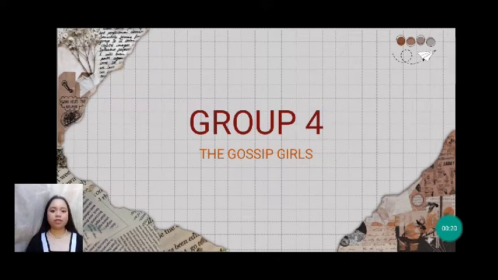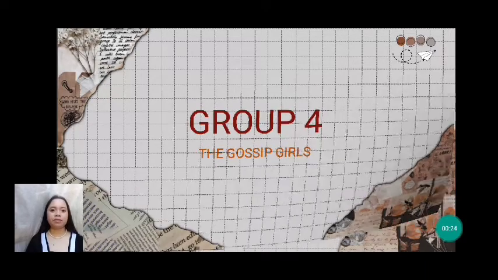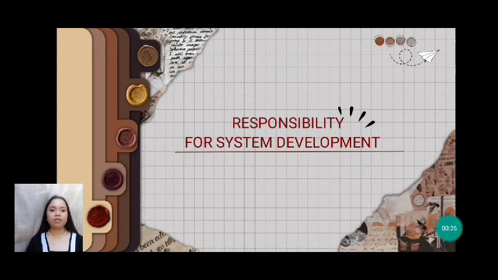Our report for today is all about the responsibility for system development. When we say responsibility, it is the state or fact of having a duty to deal with something or of having control over someone. System development is the process of designing, defining, testing, and implementing a software application.